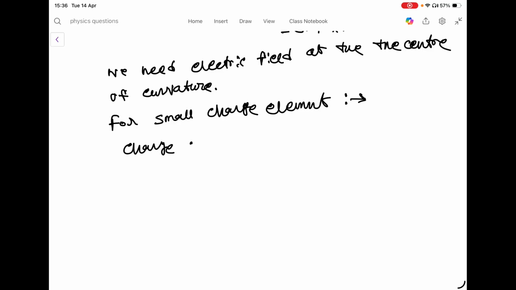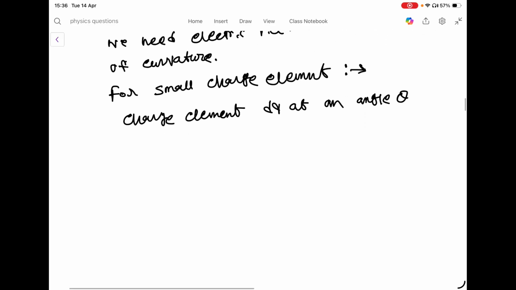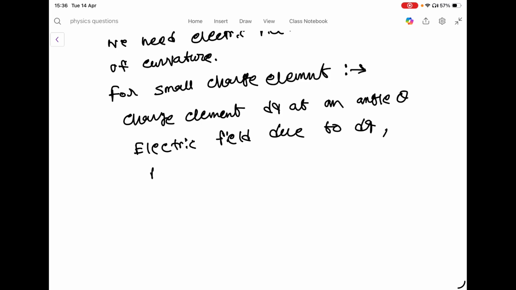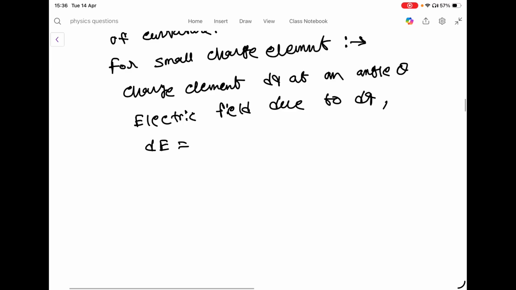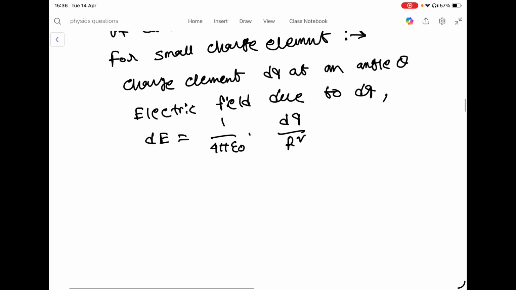So charge element dq at an angle theta. What will be the charge element at angle theta? So electric field due to dq, it will be dE equal to 1 by 4 pi epsilon naught into dq by r square, right?